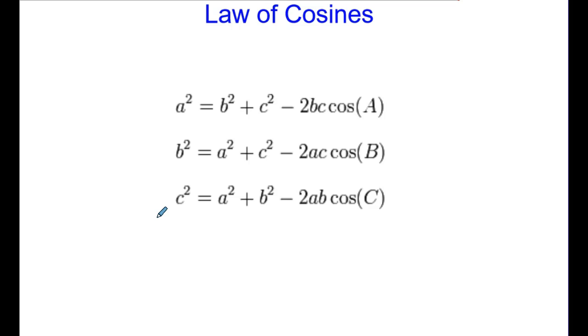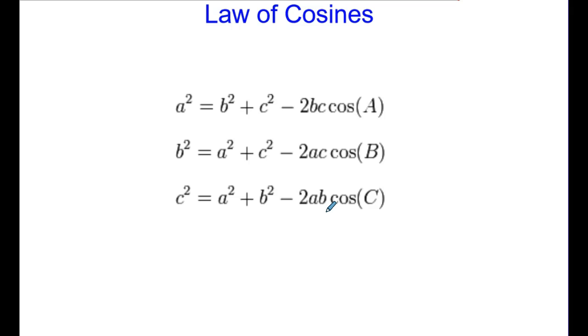Some things to recognize: the side length we have isolated by itself is going to be the angle we're using. So if this is side C, this is going to be the cosine of angle C. And whichever side we have isolated by itself, the other two sides are the ones we're squaring and adding together and then multiplying when we subtract. Okay, so just recognizing this pattern.